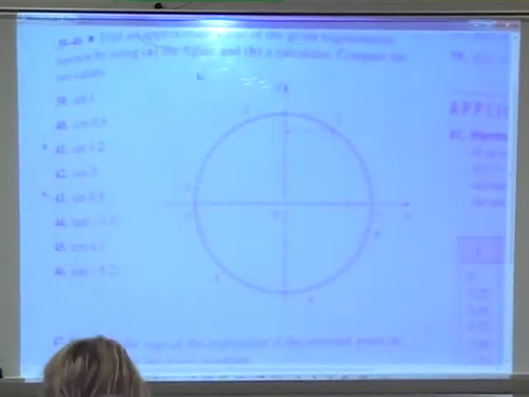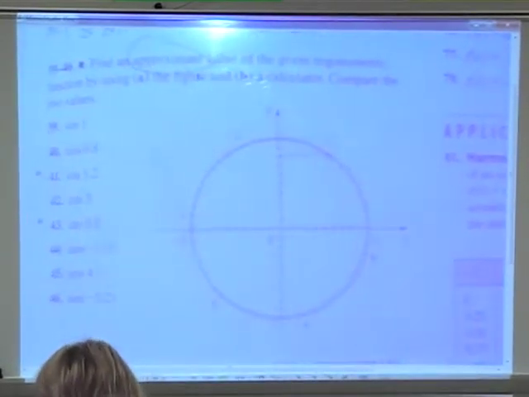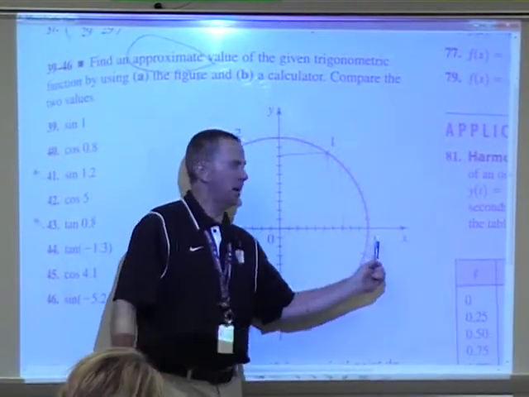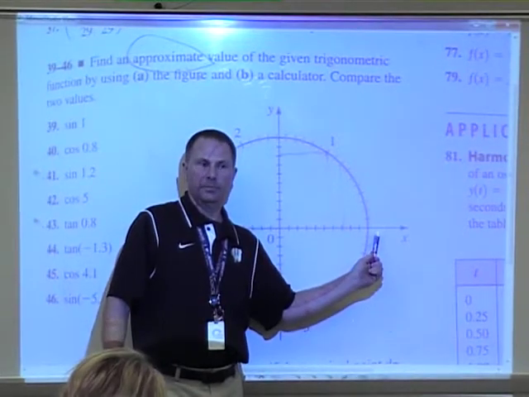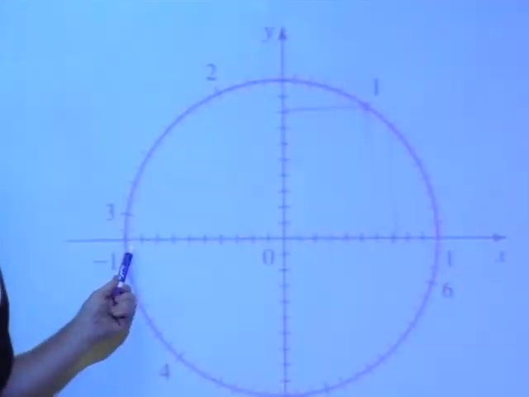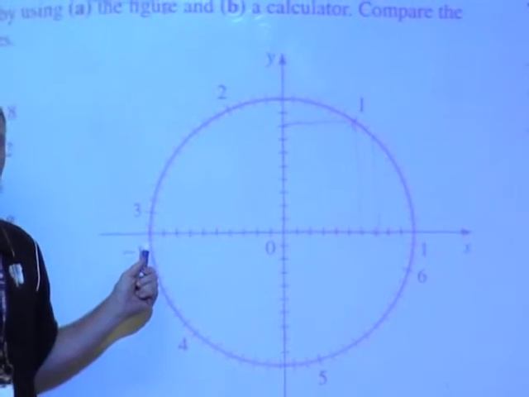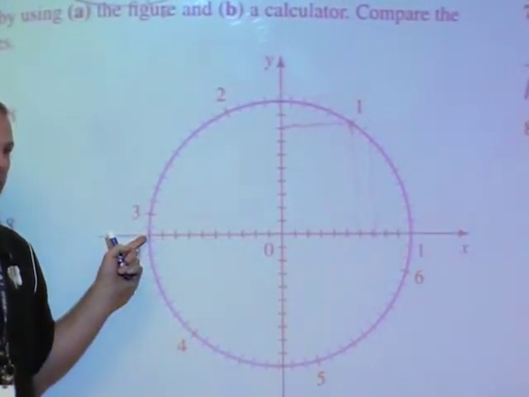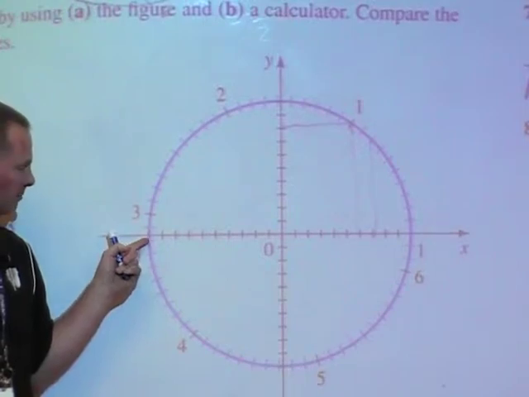Let me refocus it real quick. This measurement around a circle is 2 pi. Halfway around is pi, which is what? What's pi as a number? 22 over 7. 3.14 something.